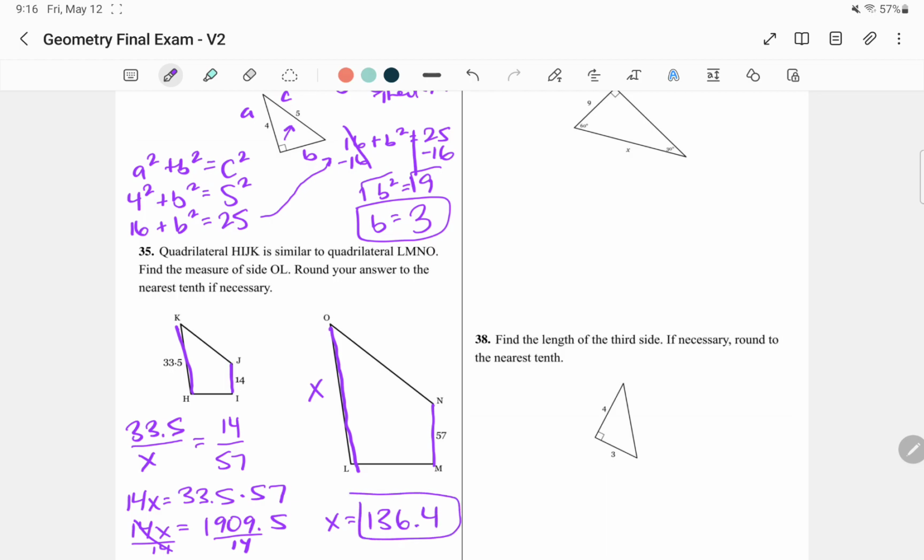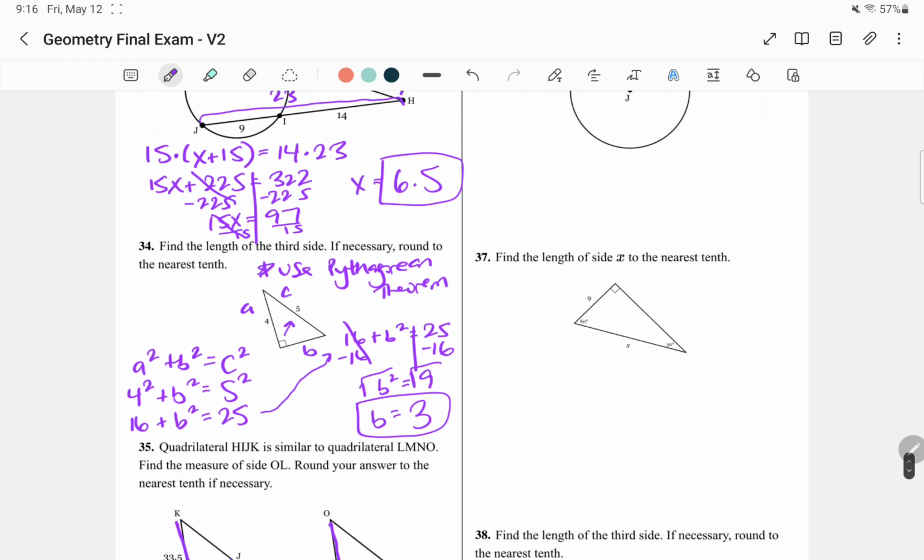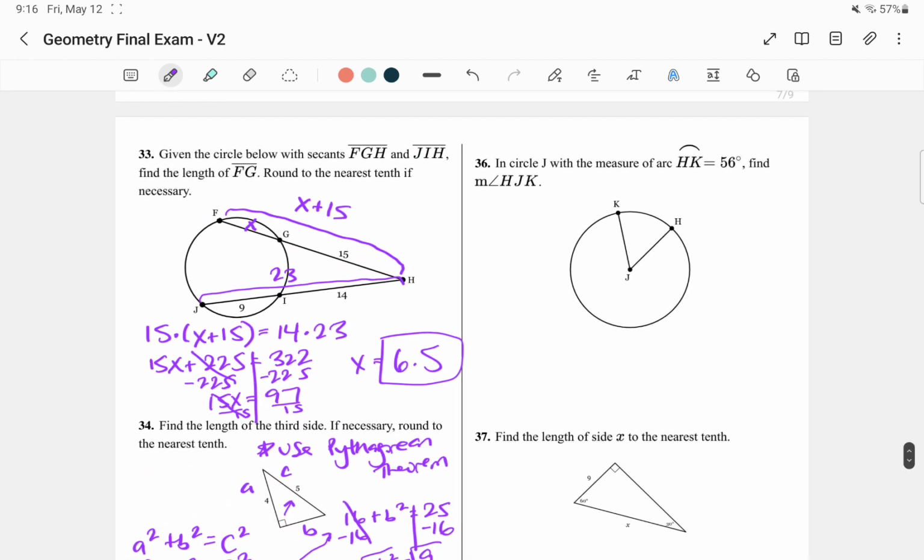All right. Going up to number 36. So we have a measure of arc HK being 56 degrees. Find that HJK. Again, this is the central angle. Central angle is equal to arc. Right, central is equal to the arc. We know it's central because the vertex is right there in the middle. Since they're equal, it's just going to be 56 degrees.